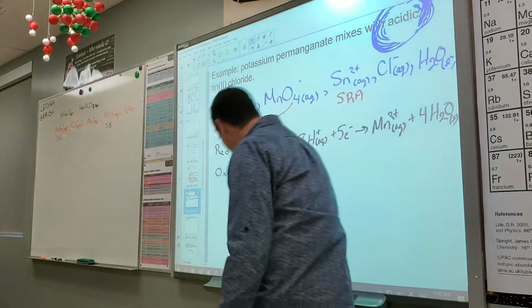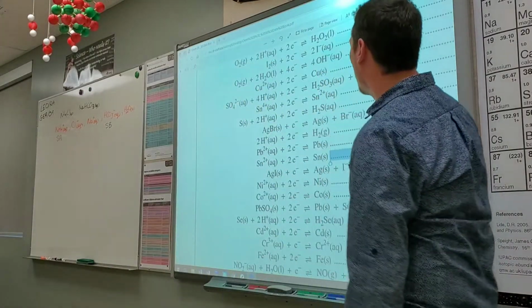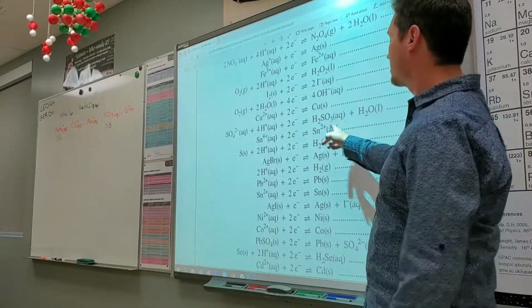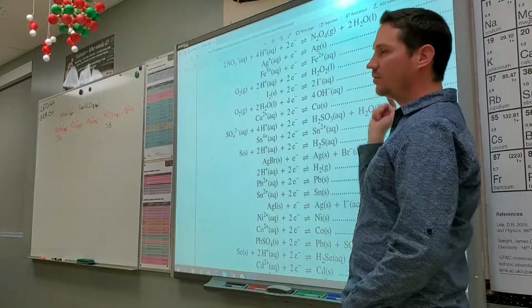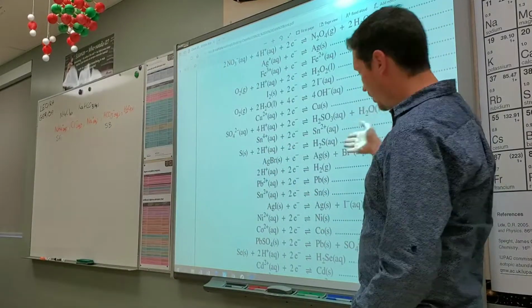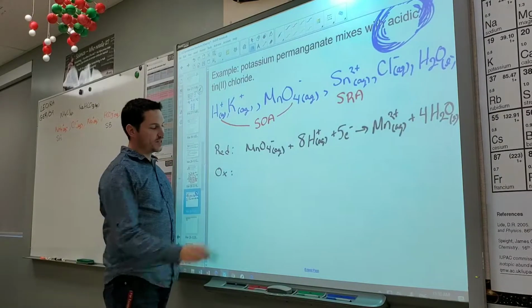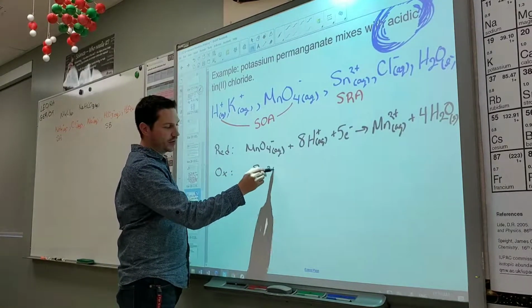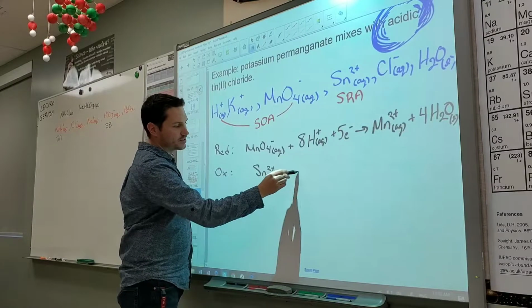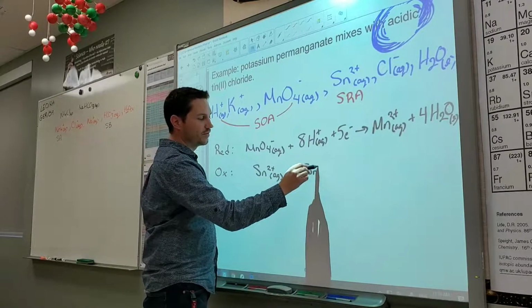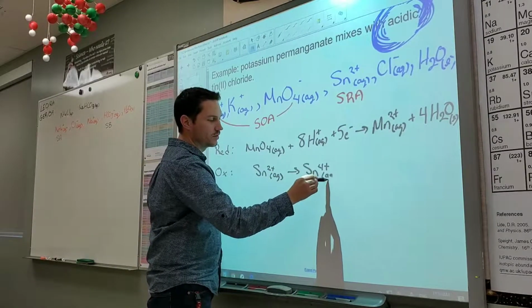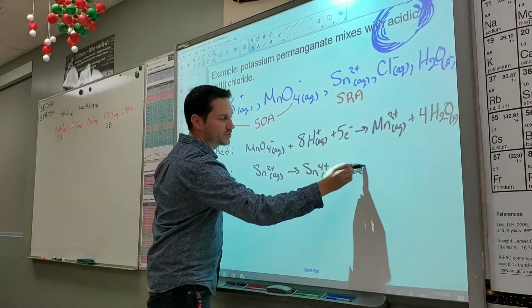That's a half reaction. Okay, so our Sn2 plus, are we going to write it the same way we have it right now? No, we got to flip it. So our oxidation reaction is Sn2 plus turning into Sn4 plus and 2 electrons.